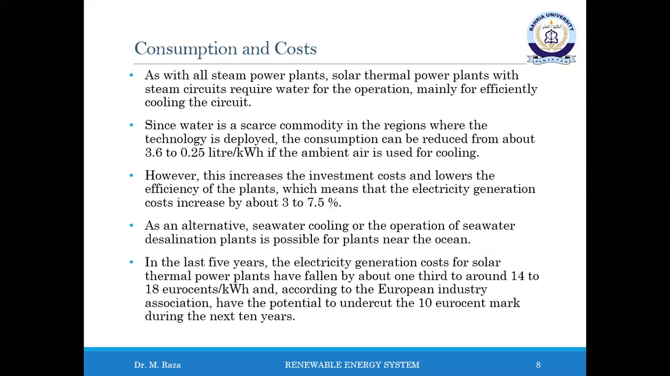The three main drivers lowering cost are the upscaling to large units, mass production of components, and technological innovation. The latter are aimed at increasing the efficiency of power plants with greater operating temperature, optimizing the optical design, as well as lowering the component cost, the need for water and self-consumption of electricity.